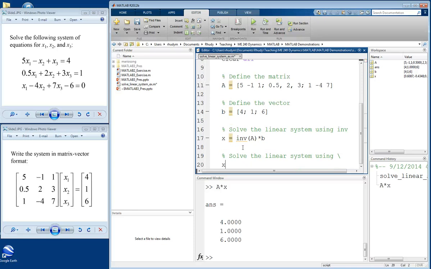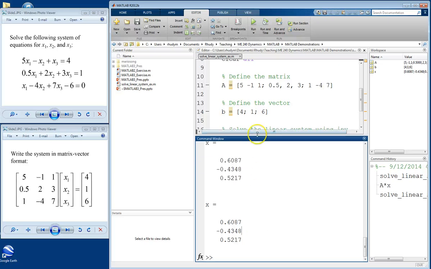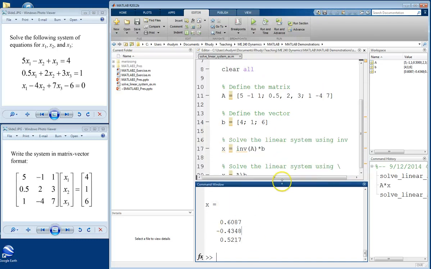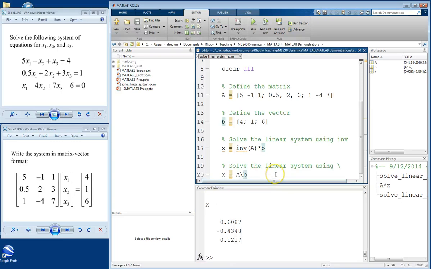So the other way to do this then is, as they said, A backslash b. And just make sure you're using the backslash, and this should give us the same result. So we have, this was using the inverse A times b, and this is using the back divide. Either will work, either one you can use, and that's the technique for solving a linear system in MATLAB.